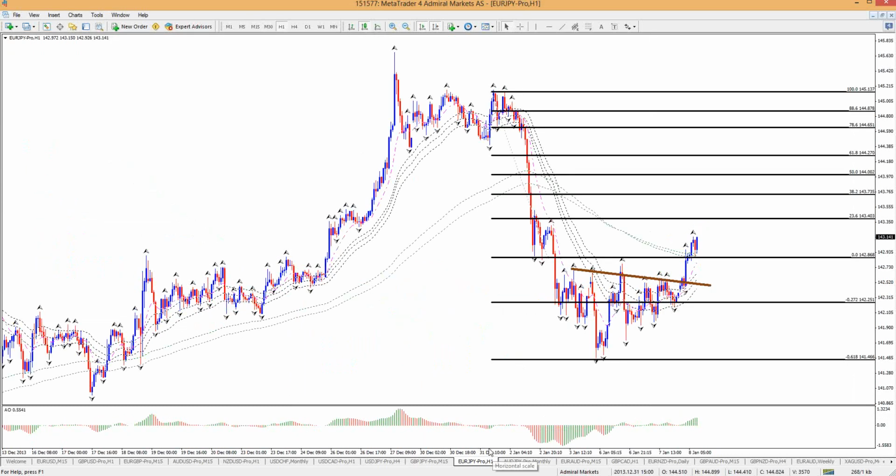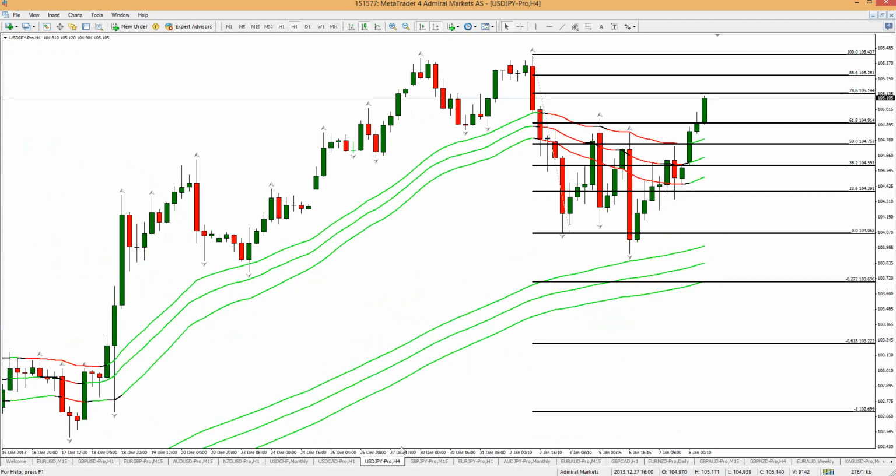Let's see. JS is targeting 121.70. Oh, you mean the dollar yen? JS? That's a big target indeed. I don't normally keep trades open that long. That would take a while indeed. But there's no reason why it couldn't get there necessarily.